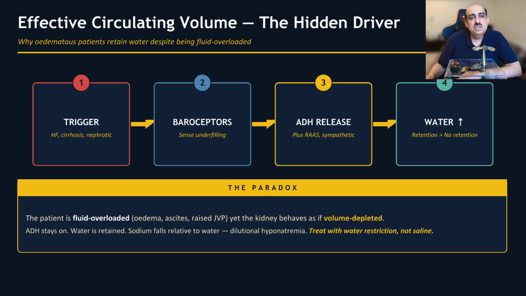Now, when you look at the patient, they look fluid overloaded, there is plenty of water, but it's in the wrong place. The kidneys behave as if it's volume depleted. That's the paradox. And the treatment here is not to raise the sodium by giving more hypertonic saline or even normal saline. Rather, you need to remove the fluid by either diuretics or fluid restriction or both.